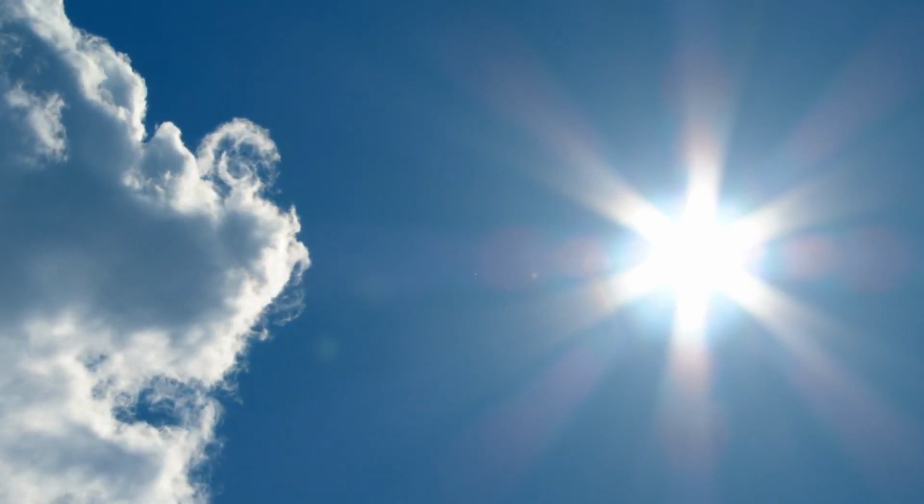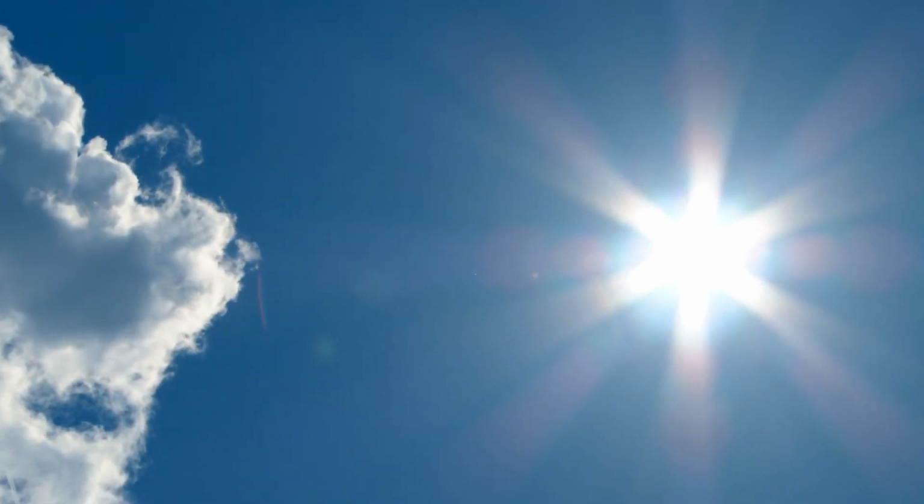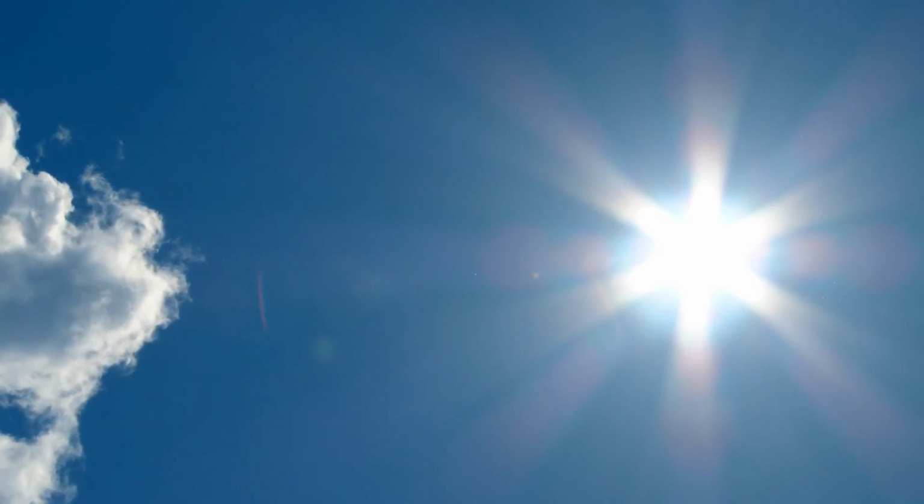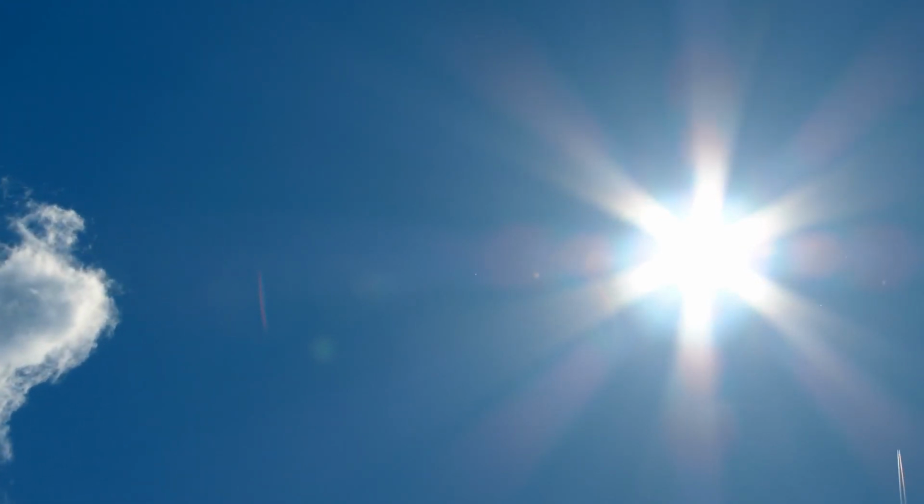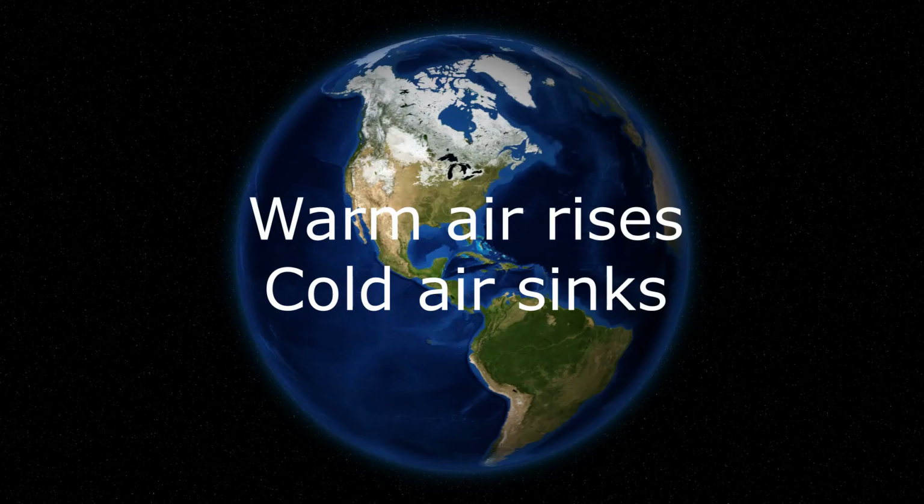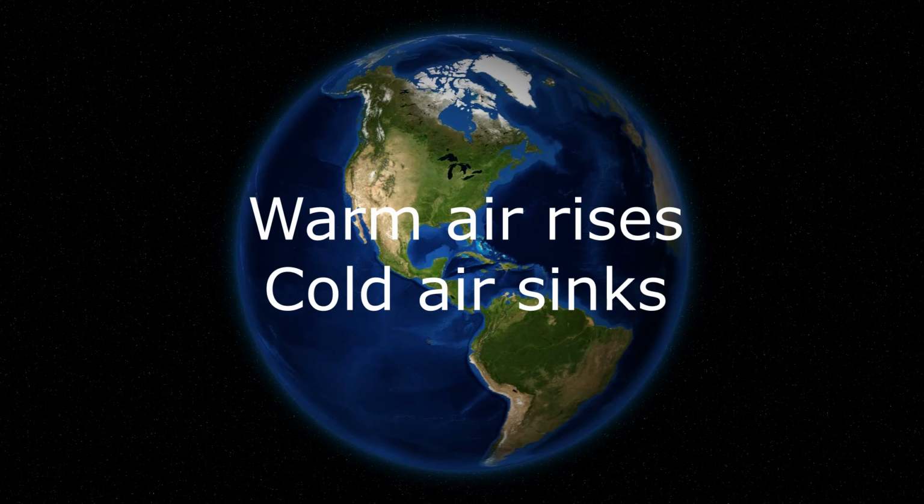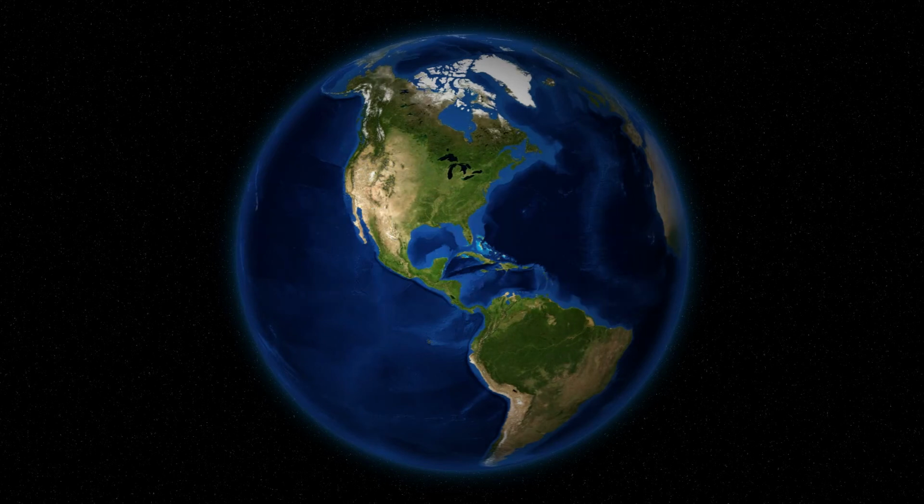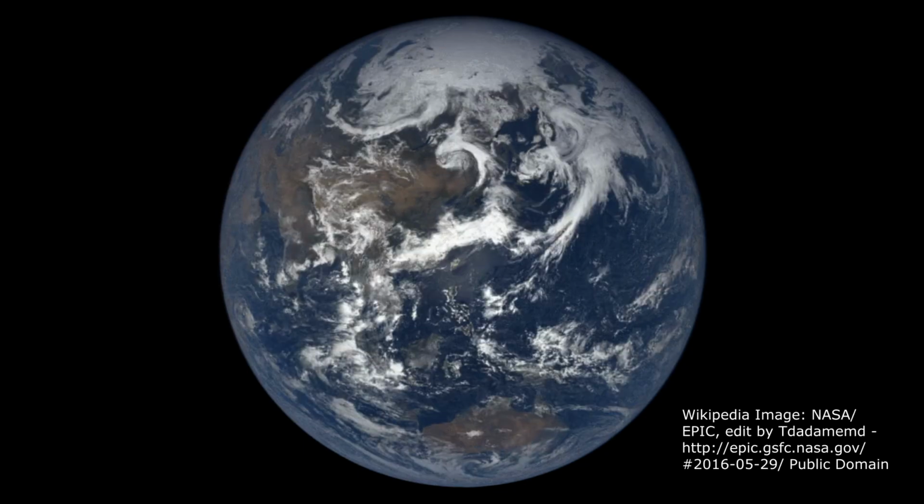Unequal heating from the sun causes temperatures to vary over the entire globe. Air at the equator is much warmer than at the poles, so the warm, light air rises and spreads towards the poles, and the colder, heavier air sinks towards the equator. This simple wind pattern is distorted due to the fact our planet rotates.